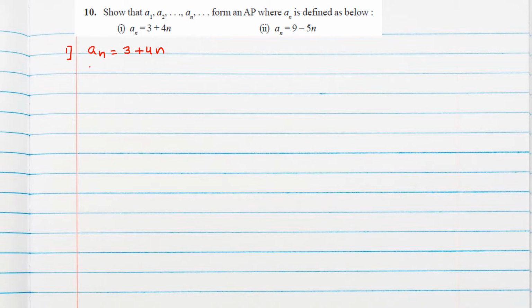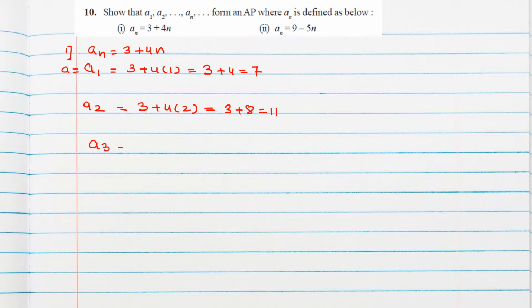So suppose A1, first term, that is A also. So that means n value we should substitute as 1. So 3 plus 4 equal to 7. Now we'll find second term, that is A2. That means n value you should substitute as 2. So 3 plus 8, that is 11. Now find A3. Substitute n value 3. So 3 plus 12, that is 15. A4. So 3 plus 4 into 4, 3 plus 16, that is 19.